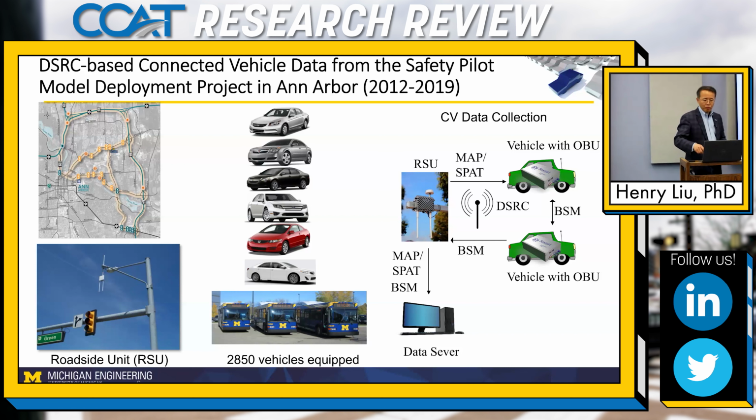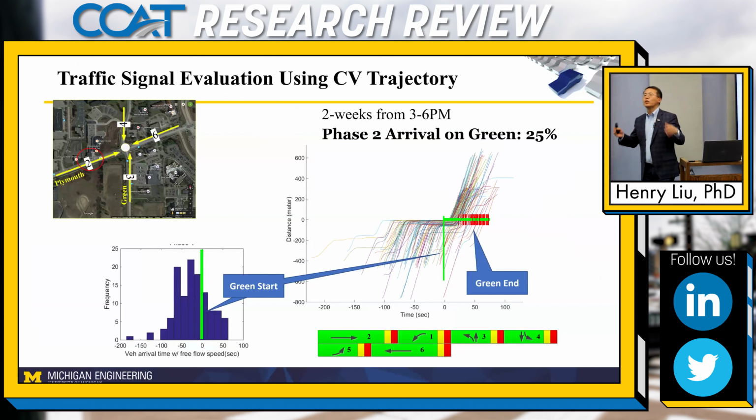Okay? However, then we started to look at how we can utilize these near-intersection vehicle trajectories, and we utilize them to help us manage these traffic lights better. And so this is the Plymouth and Green intersection that many of you are very familiar with, that's not far from here. Let's just look at phase 2, which is the main through phase from west to east in the afternoon.